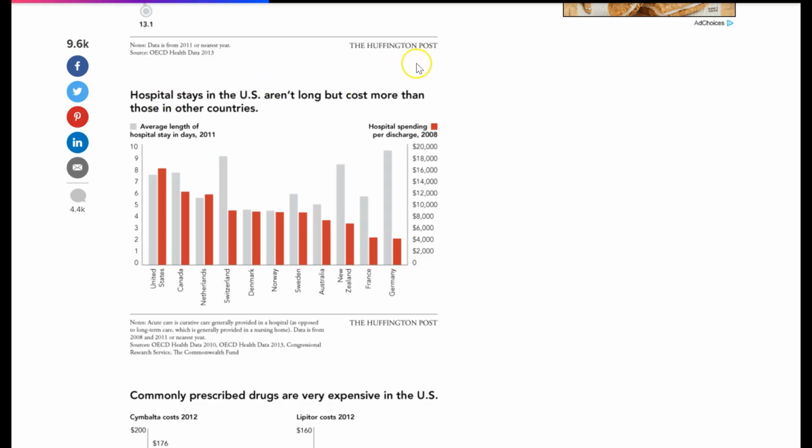Let's say you were talking about hospitals being overpriced or overcharged. You say, as you can see, in the United States, hospital stays are larger than some countries, the average stay, but lower than others. But the average spending per discharge is significantly higher than all.